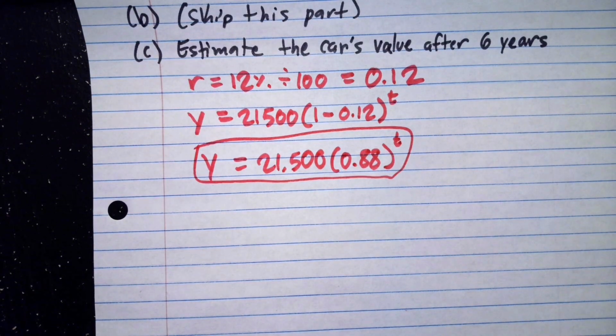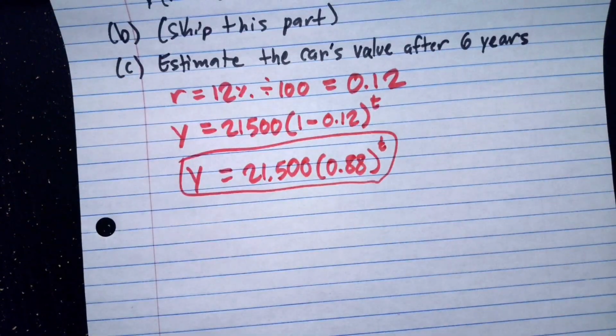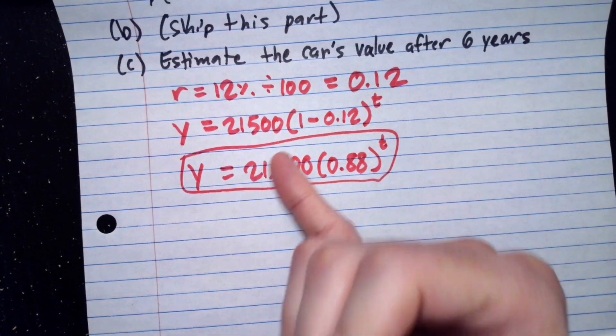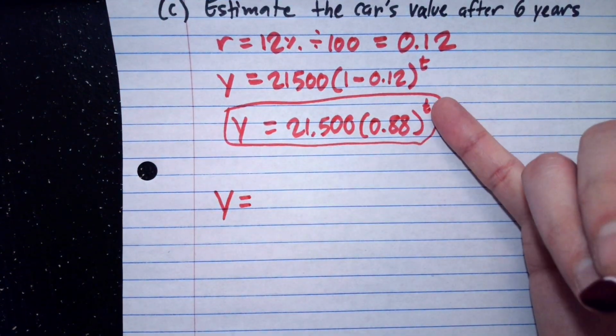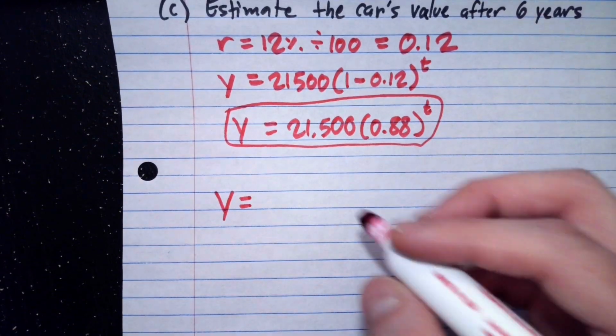So we're skipping part B. Part C involves a graph, so look at that graph later, but for now we need to estimate how much my car is going to be worth after 6 years. So let's see how much money we lost by the simple fact of owning this car. We're going to take this equation that we figured out, and in the place of t, we're going to put in 6 because that's our 6-year mark.